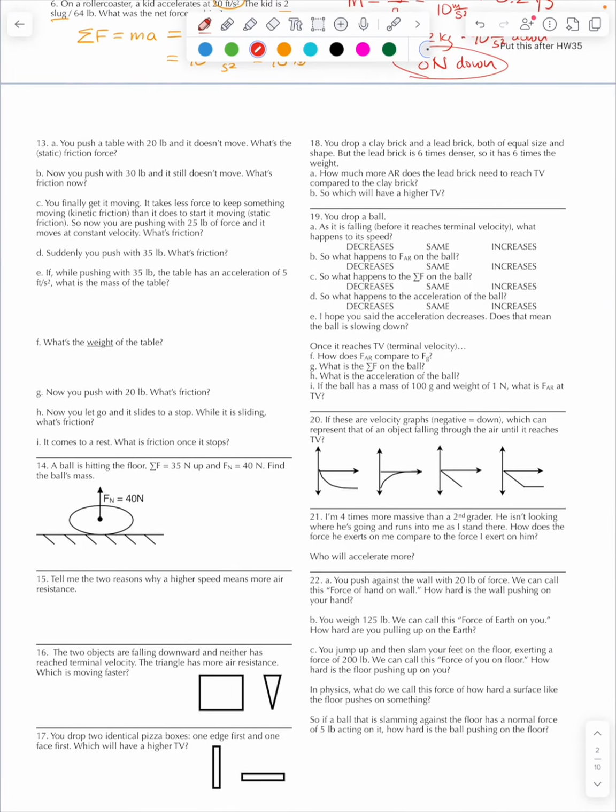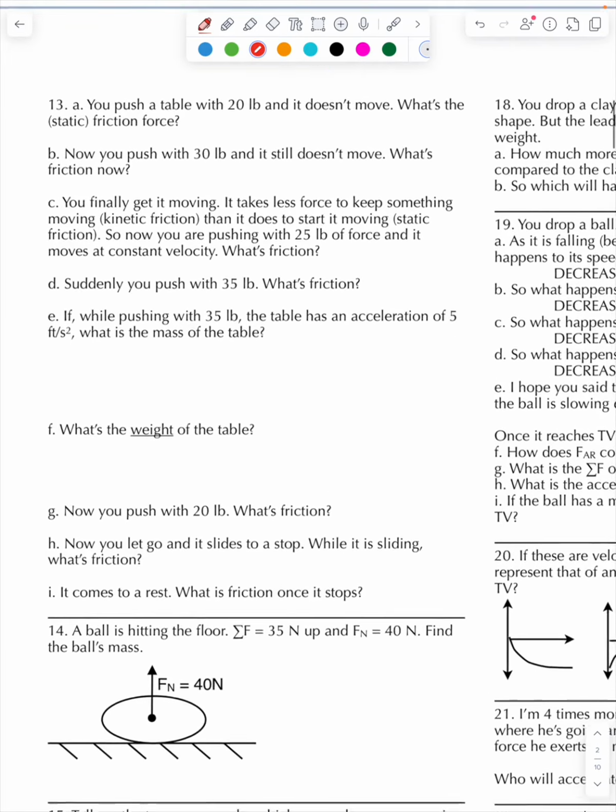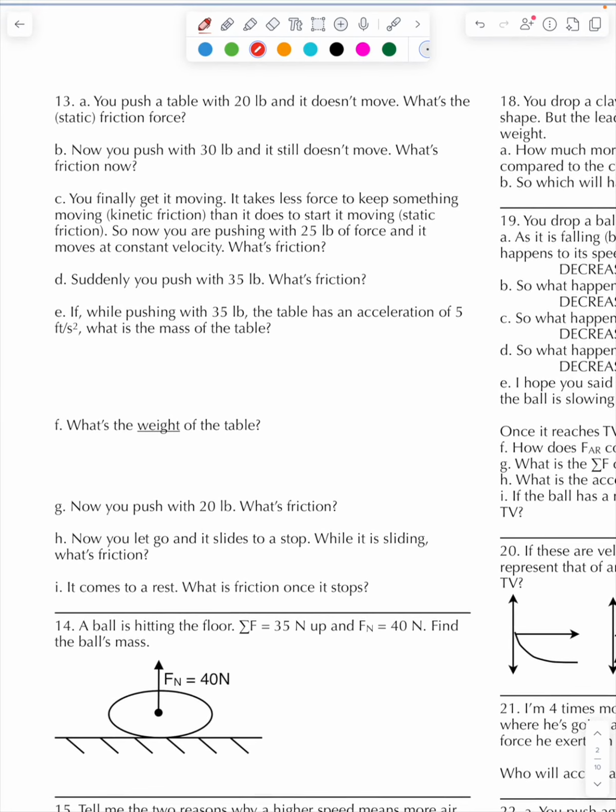Now this problem should become easy if you got that idea, so this will go a little bit quicker. It's pretty much the same thing, but with a table instead of a cow. You push a table with 20 pounds of force and it doesn't move. What's the static friction force? 20 pounds, right? Because the net force is 0. If it's not moving, it's not accelerating, and that means the net force is 0, which means friction must be matching my push. Now you push with 30 pounds and it still doesn't move. What's the friction? Yep, 30 pounds.